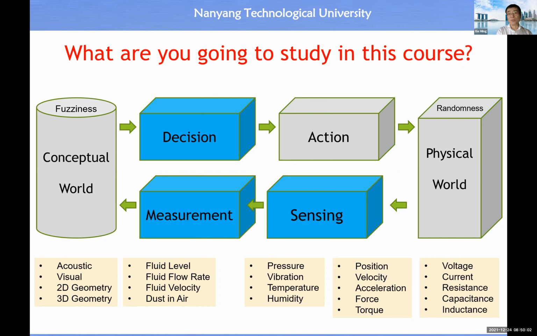If a machine wants to achieve a similar level of human intelligence, then the future machine must have the capability to capture visual signals and capture acoustic signals. So this should be the content for you to study from this course.